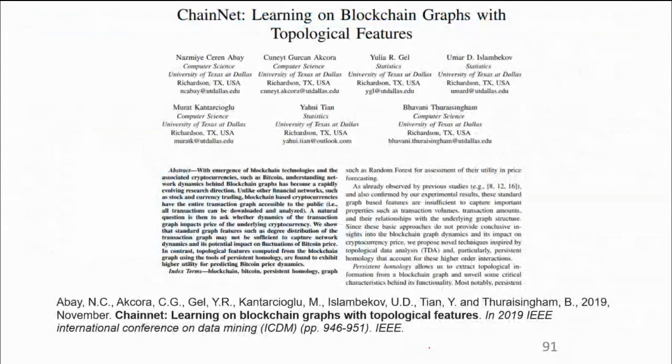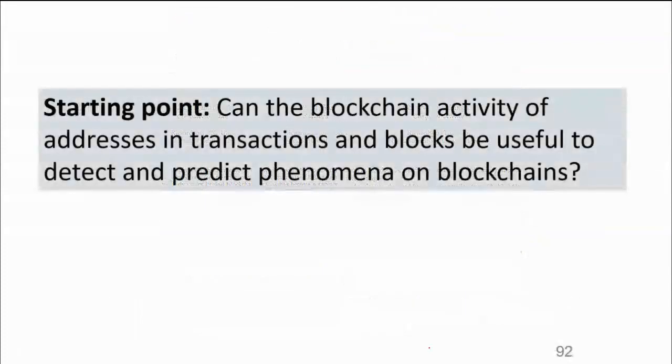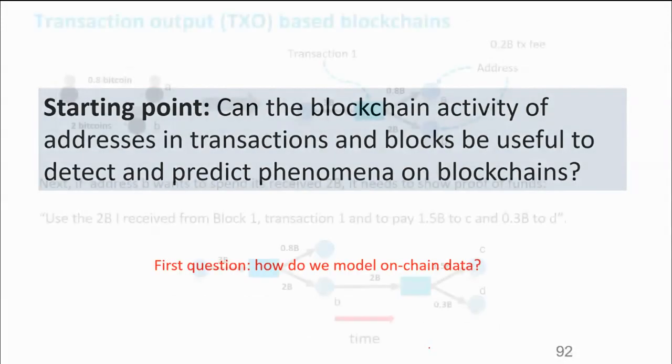This paper appeared in 2019 in the ICDM. I presented it in Beijing. That was before COVID. So one starting point for this work was this: can the blockchain activity of addresses in transactions and blocks be useful to detect and predict phenomena on blockchains? So the first question is, how do we model on-chain data?